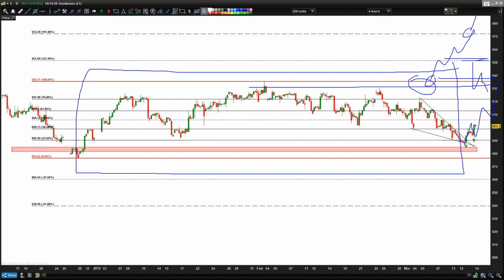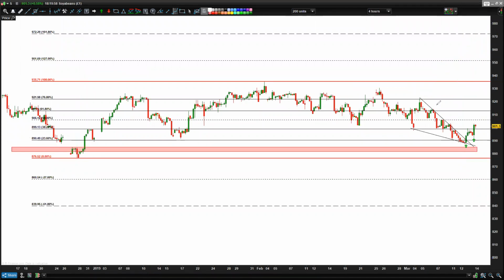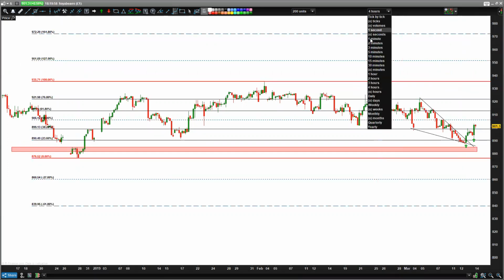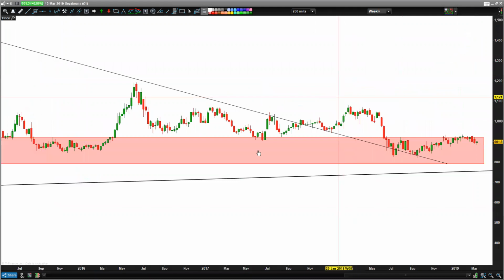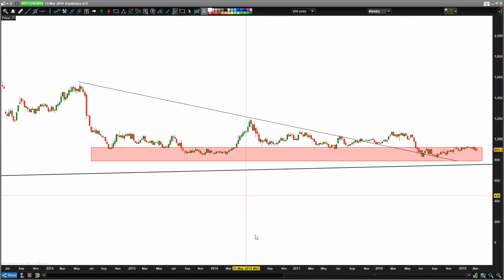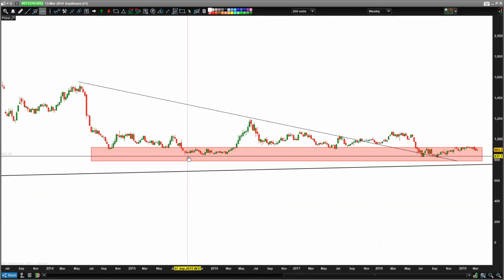My very long-term projection for beans is about $12, based on this weekly chart here. So this is how my weekly chart's drawn up. I'll come back to scalping in a second, so just bear with me.